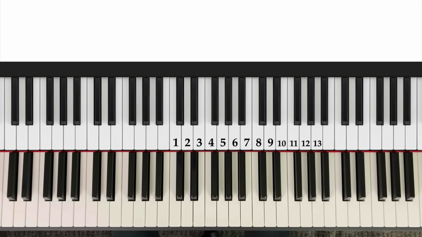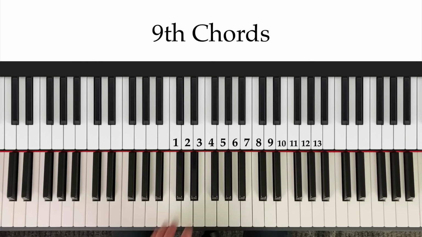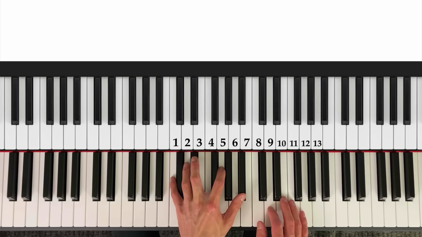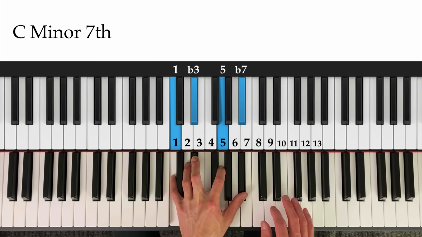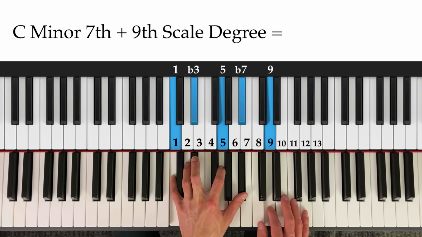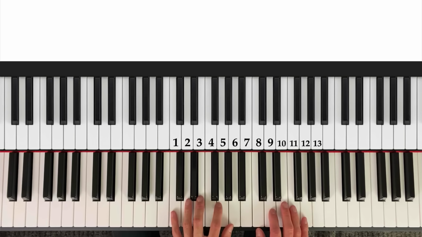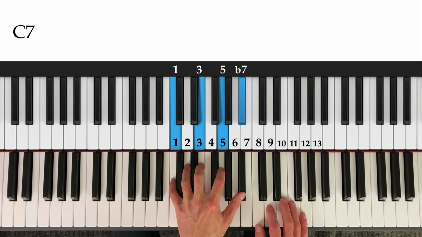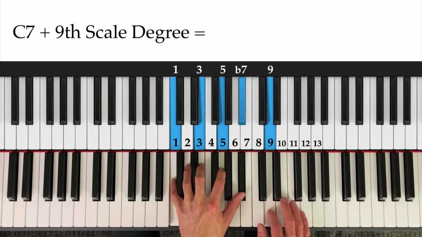When we add the 9th scale degree to 7th chords, we get what are called 9th chords. Say we have our C minor 7th chord, and we add the 9th scale degree. This creates a C minor 9th chord. We don't write C minor 7 add 9, we write C minor 9. If we have a C dominant 7th chord, and we add the 9th scale degree, this creates a C dominant 9th chord. We don't write C7 add 9, we write C9.